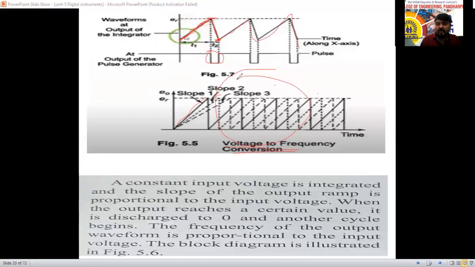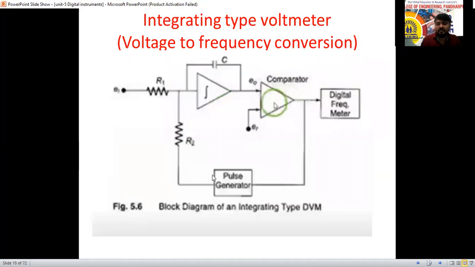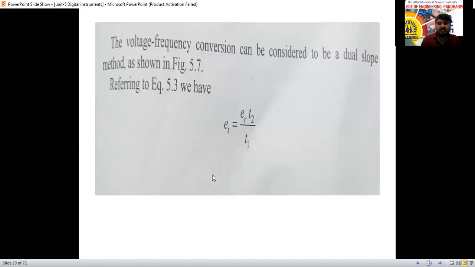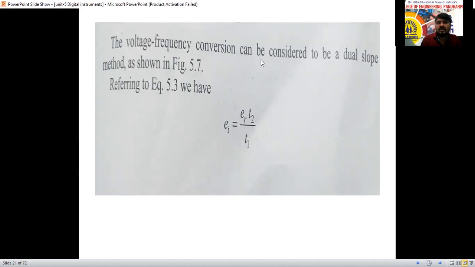In the previous slide, I have shown two diagrams actually. This is the block diagram. This is the working diagram actually. This one I have not explained. I will explain it here. Before this, we'll start here. See here, the voltage to frequency conversion.